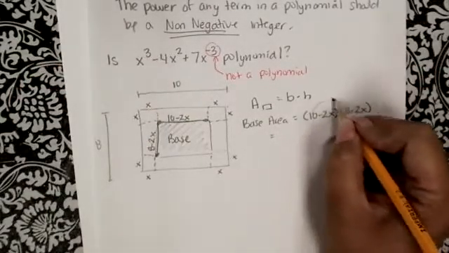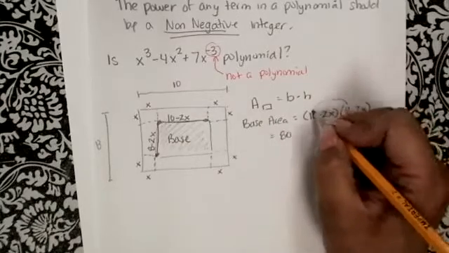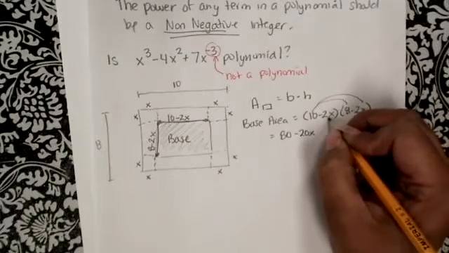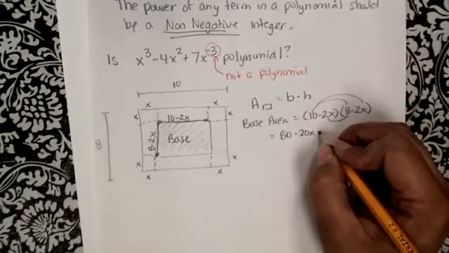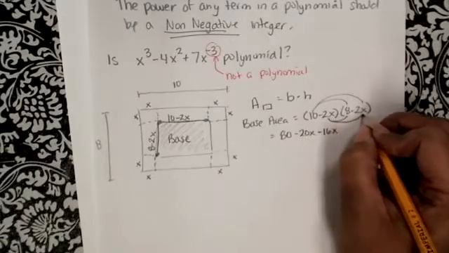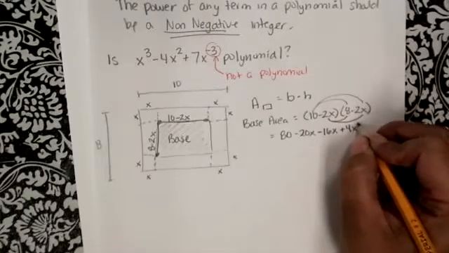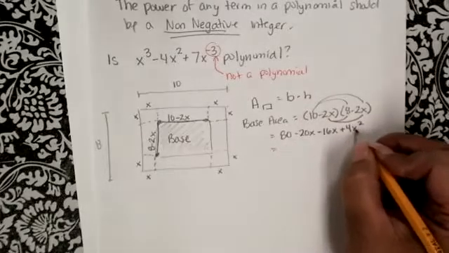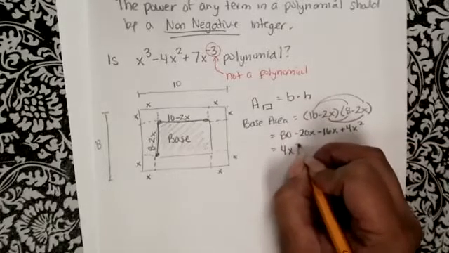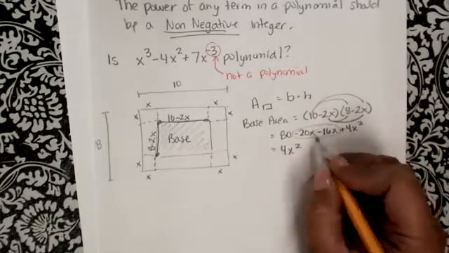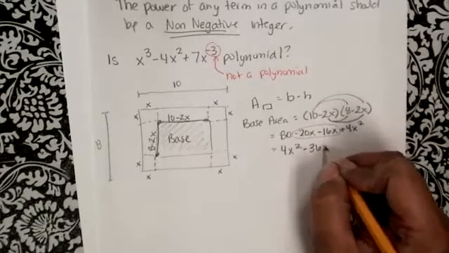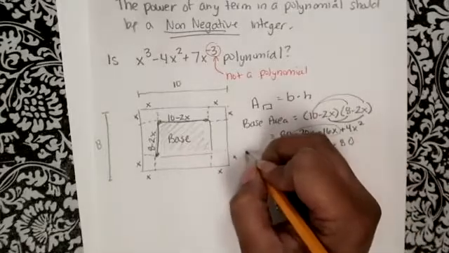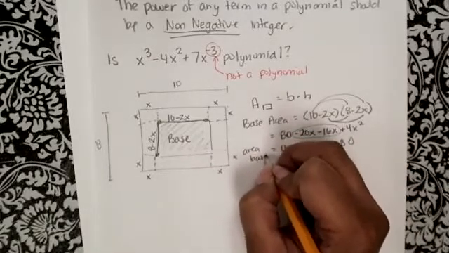When I multiply this, 10 times 8 is 80. 10 times negative 2x is negative 20x. I'm done distributing the 10. Now I'm going to distribute the negative 2x. Negative 2x times 8 is negative 16x. And negative 2x times negative 2x is positive 4x squared. So the area of just the base is, in descending order, 4x squared; these ones are like terms, that's negative 36x; and then plus 80. So this is the area of the base.